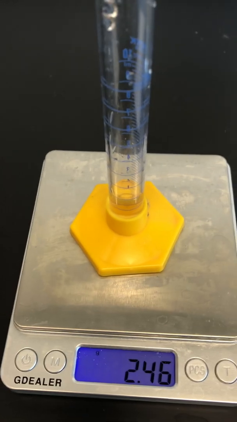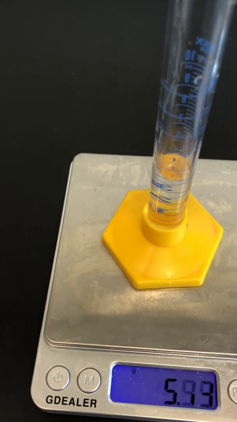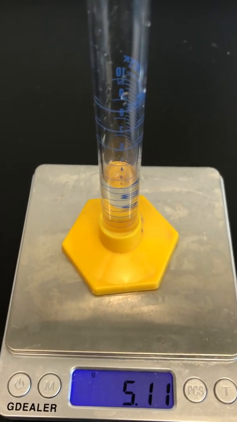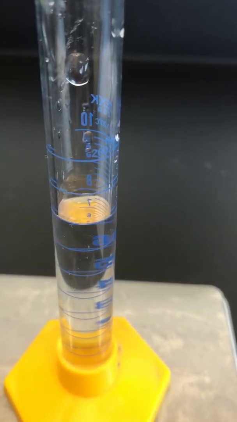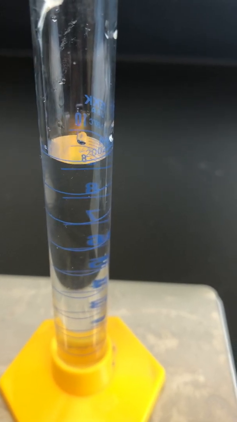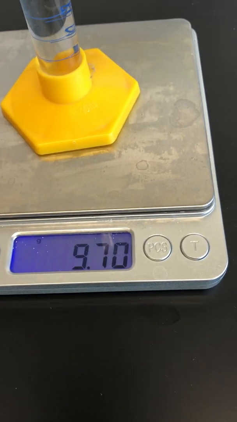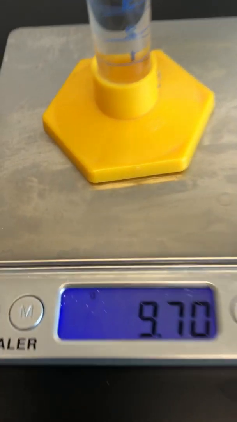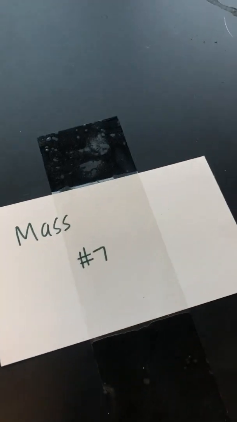And so we put some squirts in here, and we'll get up to 10, which is that line right there. And so then you would record the weight. So 9.70, and that is grams, if you see that right there. Okay, next one. And so this is mass number 7.